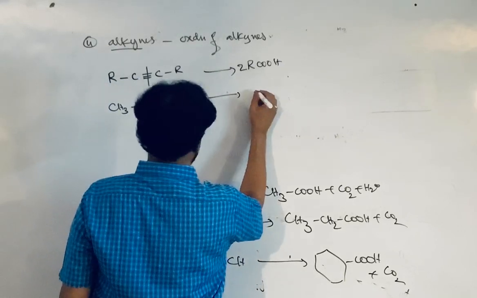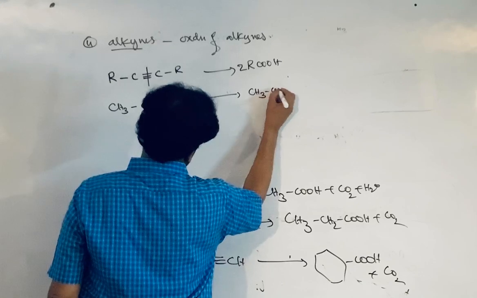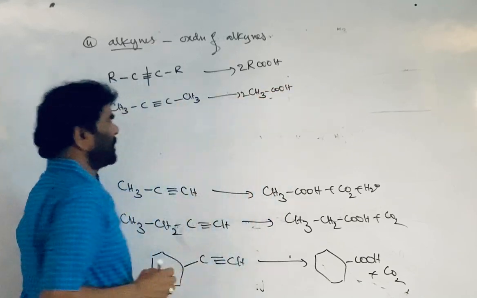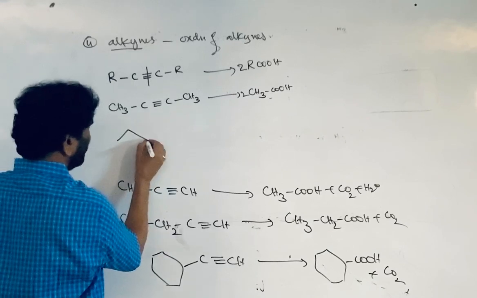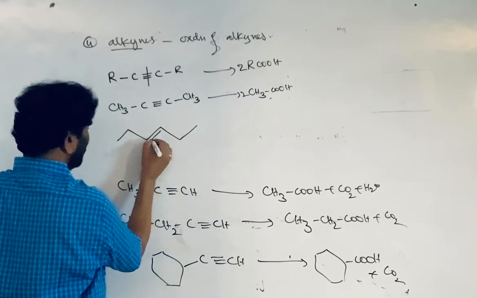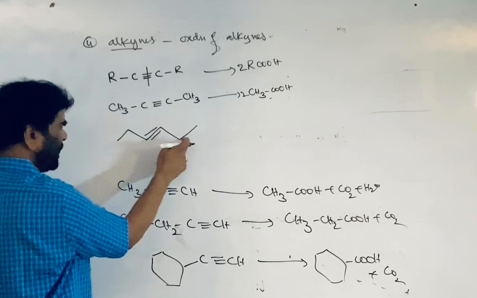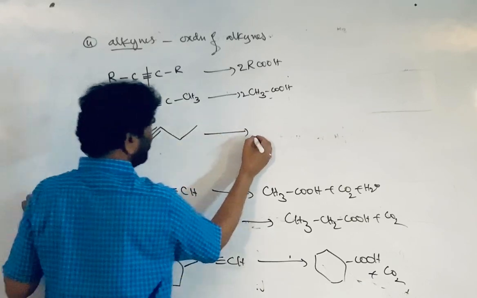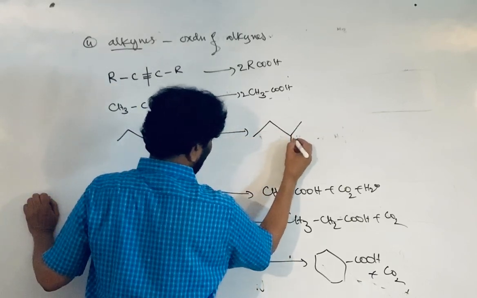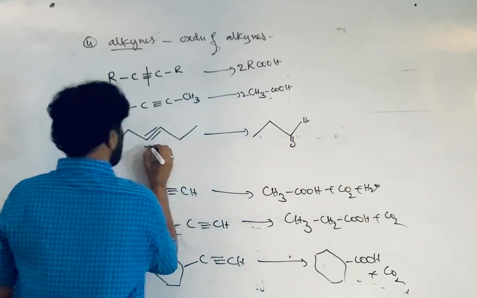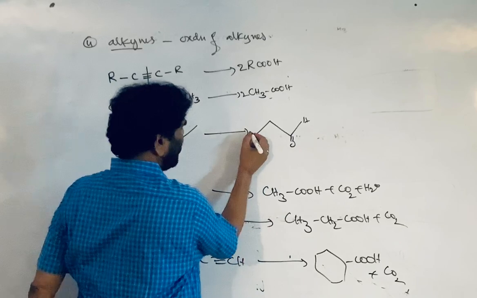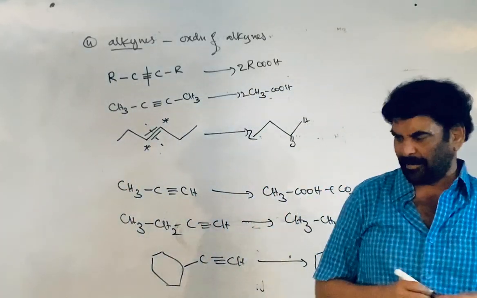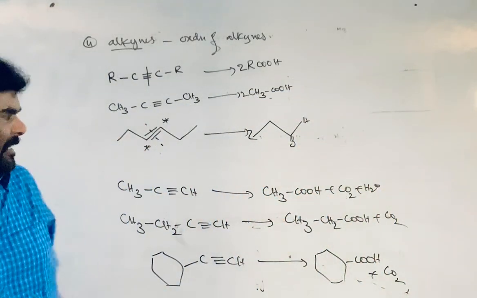On treatment with hot and concentrated KMnO4, a carboxylic acid, acetic acid, is produced. See, for anything symmetrical, such as 3-hexyne or ethyl symmetrical, this on treatment gives propanoic acid. This is the carbon, this is cut, and 2 moles of propanoic acid are produced. Each molecule gives 2 molecules, so only 1 acid is produced.